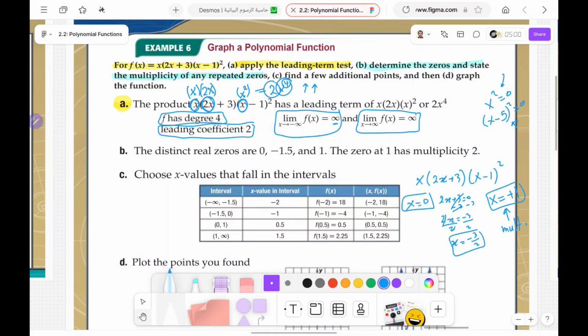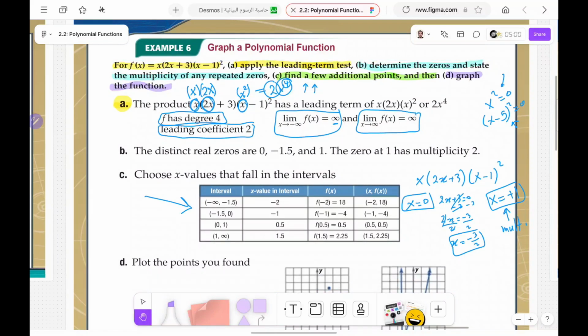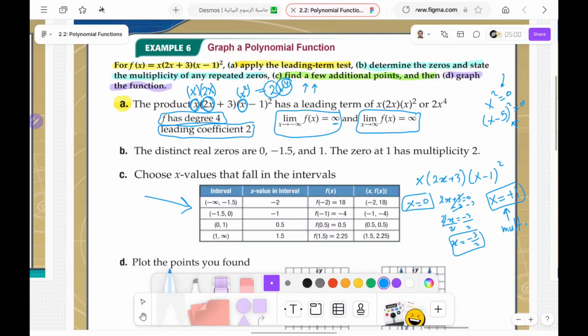Now if I need to graph the function, you don't have to make this table. This table is not important and I will not ask you about it, which is finding a few additional points. I don't need you to find more points. Now let's go to the last part, which is graph the function. I will just ask you to sketch it, and now you know how to sketch this graph.